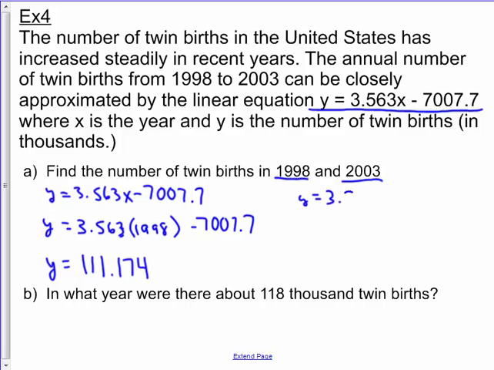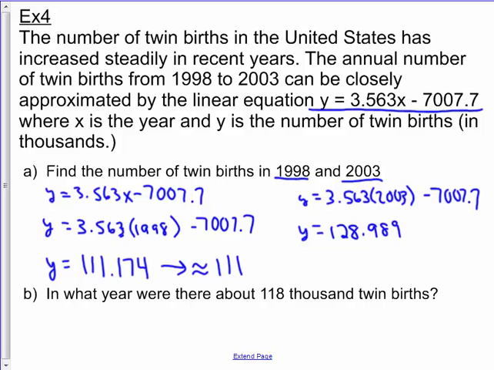I'm going to do the same thing for 2003. Plug in the 2003 right away this time, and then solve for y. So go ahead, multiply it by 2003, subtract 7,007.7, and I get for y 128.989. So if I was looking around a little bit, I would say approximately 111,000 and approximately 129,000. Again, we're not too concerned with where we're rounding at this point.